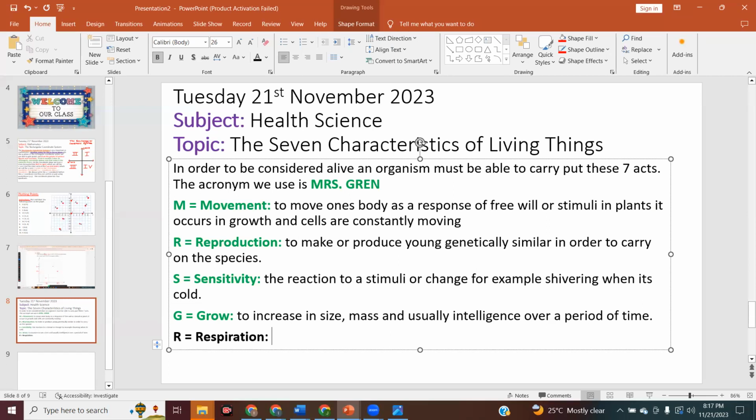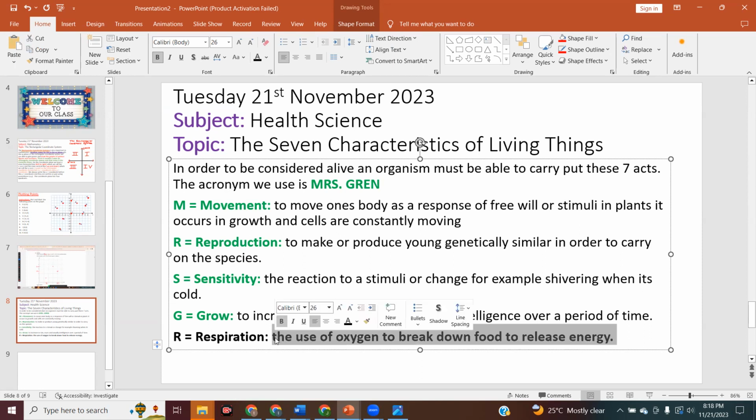All right. Breathing is a part of respiration, but basically the use of oxygen to break down food to release energy. So basically the ability to get energy from food. That's what we mean by respiration.